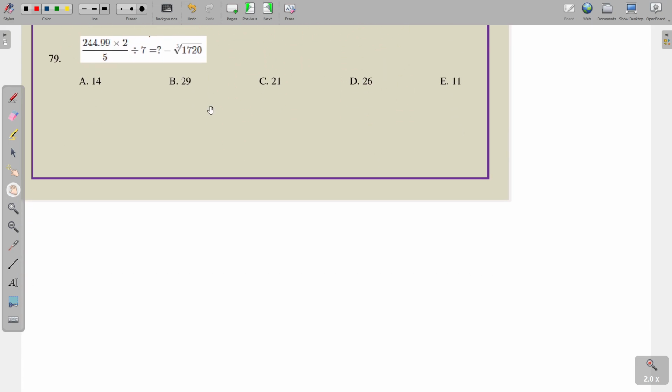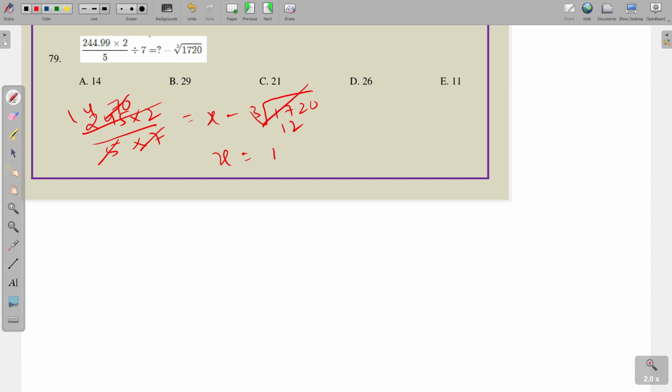Next one, so in that 245 into 2 divided by 5 by 7 equal to x minus cube root of 1720. It is 490, 7 times, that is 70, 5 14 times, and cube root of 1720 is 12. Therefore x is equal to 14 plus 12, 26 is the answer for this question.